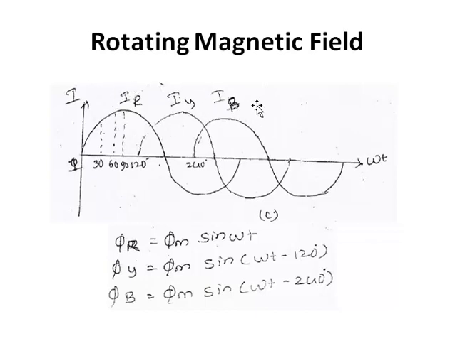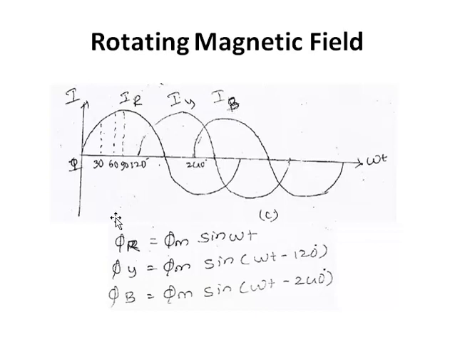The fluxes produced by IR, IY, IB will also have a similar pattern. The flux phi R will start immediately at zero, and it will follow the same path. When IR becomes maximum, flux becomes maximum. When current IR becomes zero, phi R becomes zero. Similarly, the flux in the Y phase starts at 120 degree, and it follows the way the current IY is alternating. The flux phi Y will alternate, and the same goes for the flux phi B.